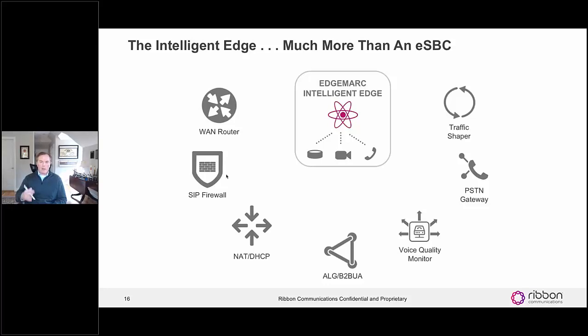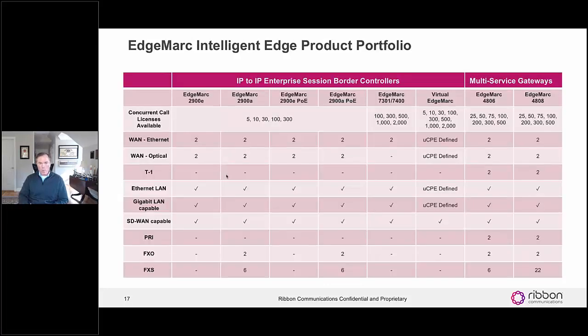But if your customer is not ready for an all IP environment, and they're still looking to have POTS for door buzzers, overhead paging systems, fax lines, or PRIs for existing PBXs, all those can be addressed by an EdgeMark with those telecom interfaces while providing SIP trunks out to the site, in addition to just providing Ethernet access for a pure hosted voice solution. John, why don't you flip to the next slide?